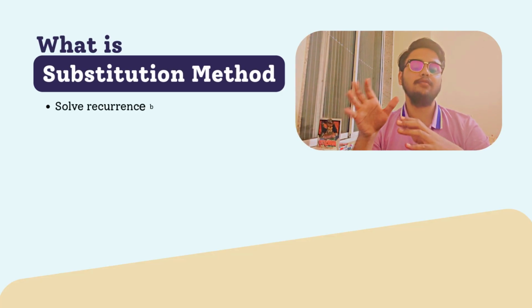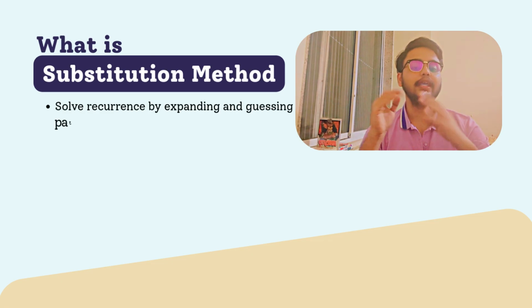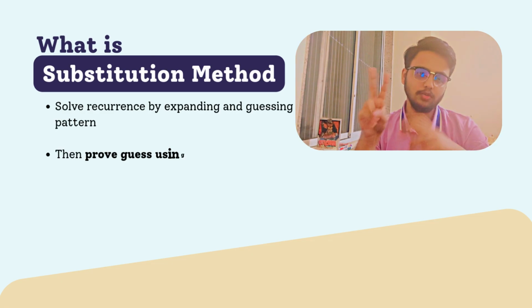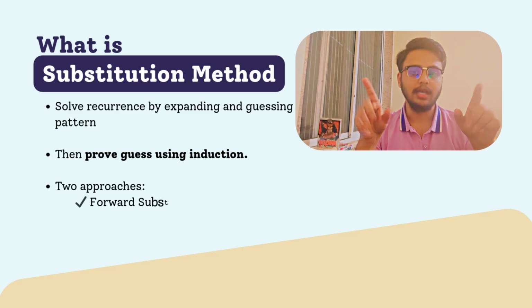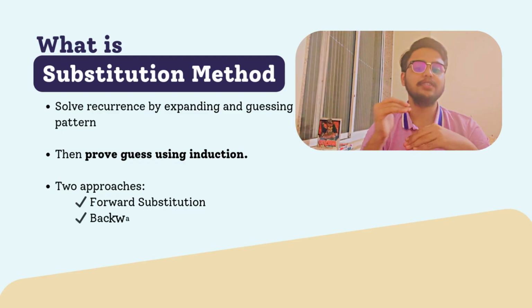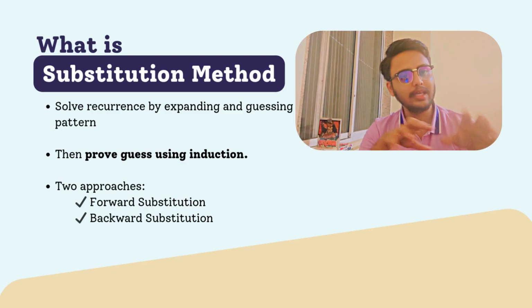Substitution method is one of the most intuitive ways of solving recurrence relations. It comes in two types of algorithms, that is forward substitution and the backward substitution. इन दोनों में हम repeatedly substitute करते जाते हैं until we get a clearer pattern.